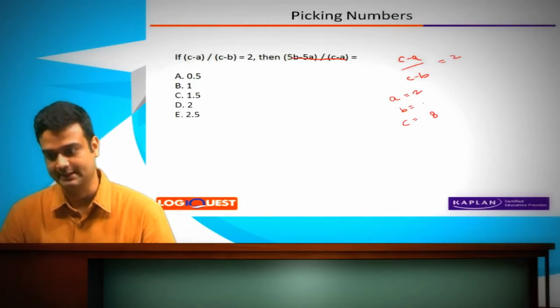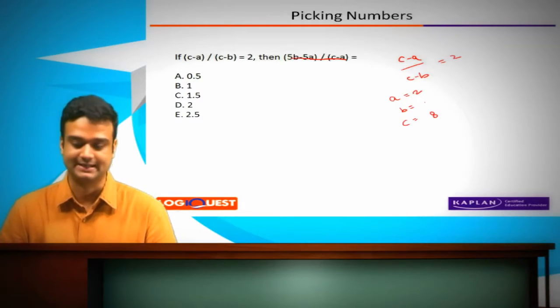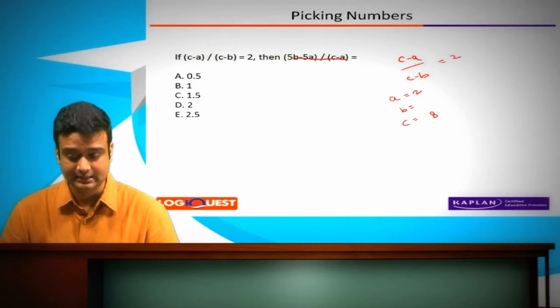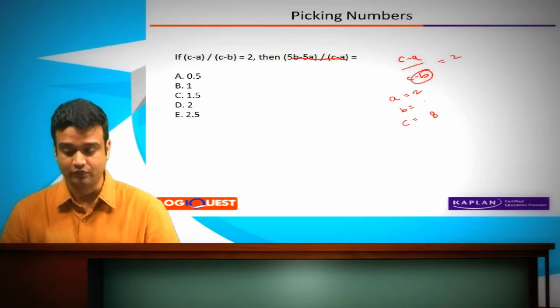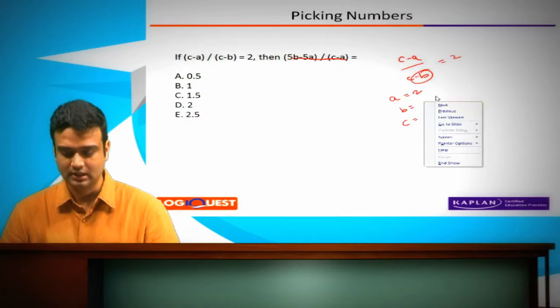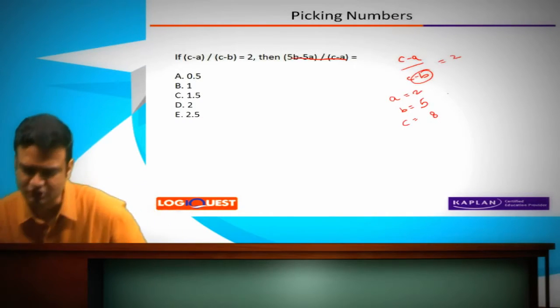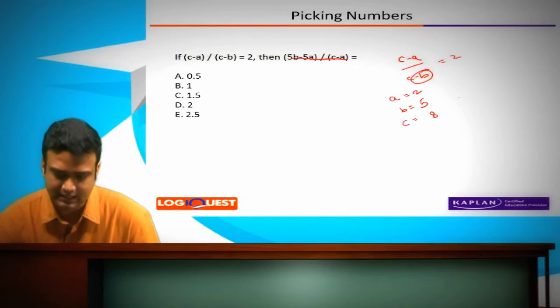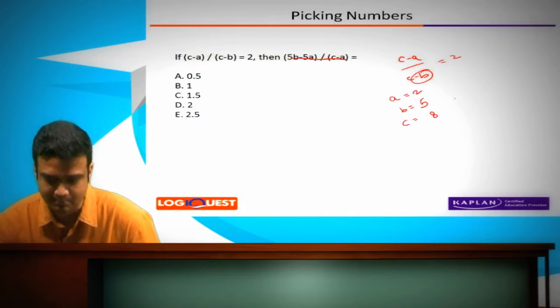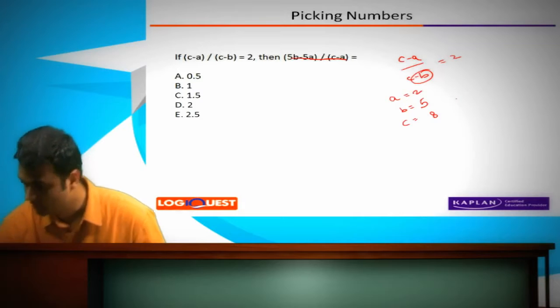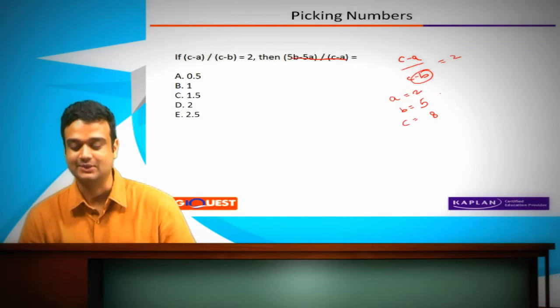What will be the value of B then? We need a number that is equivalent to 3, I guess, in this case. So 5, if I'm not wrong, 5 should be the right number here. Let me just check that. C minus A by C minus B. Yep, I think we're good. So that is equivalent to 2.